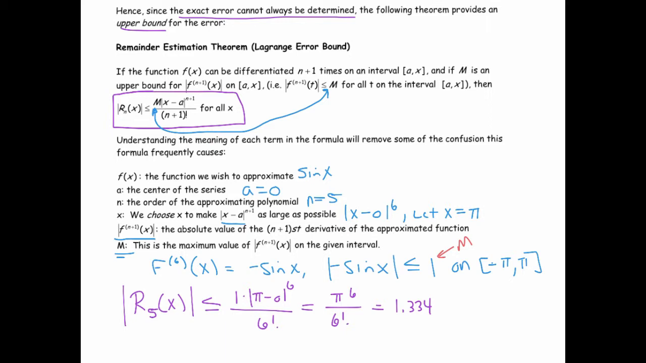So that means that if I use the 5th degree Taylor polynomial to approximate sine on the interval negative pi to pi, I will never be off by more than 1.334 for any x value I use on that interval.